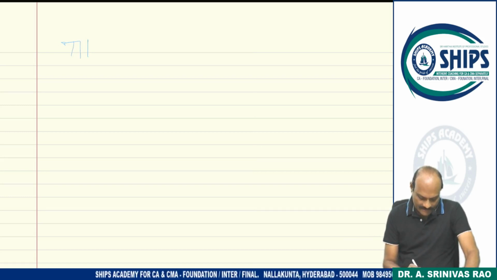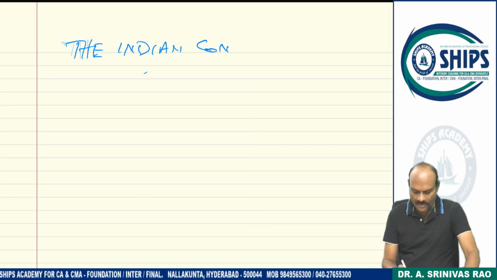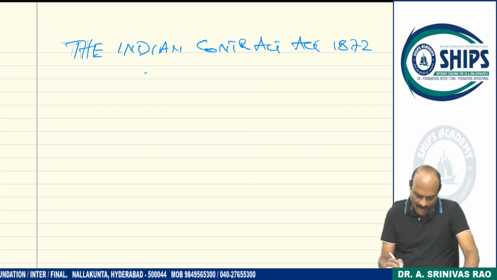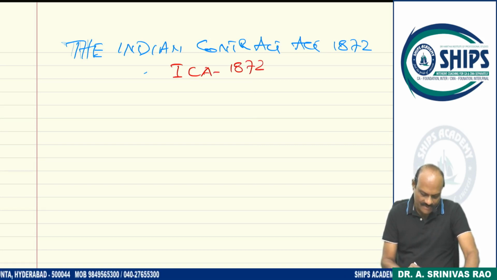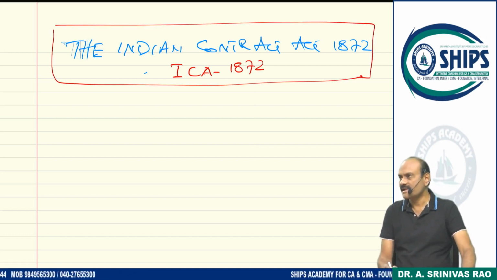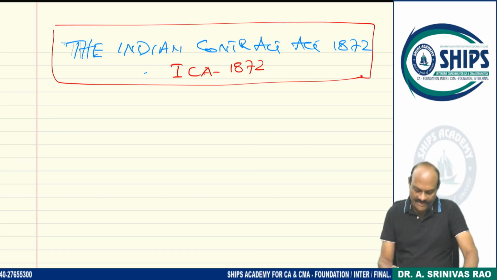The Indian Contract Act 1872. Now onwards I call it ICA. What do you say? The Indian Contract Act, now onwards I call it ICA. Listen for 2-3 minutes.